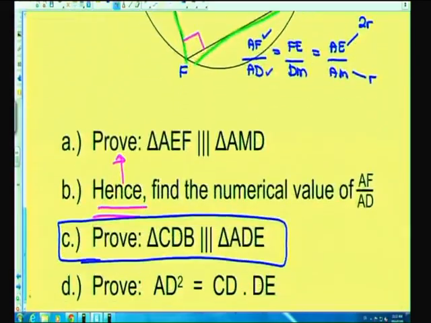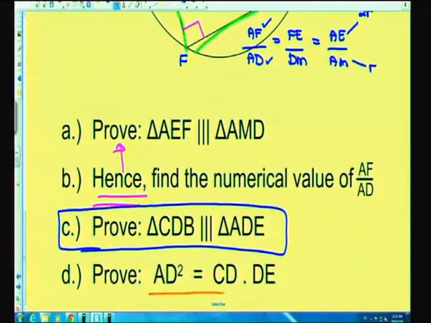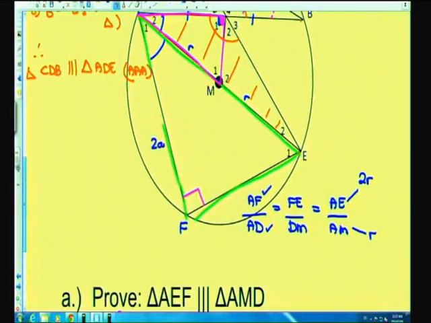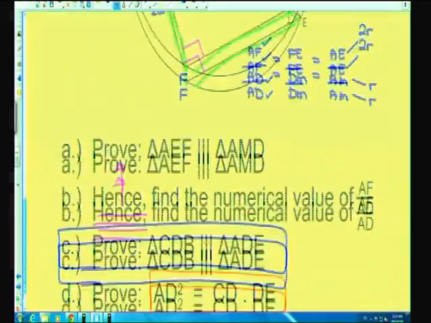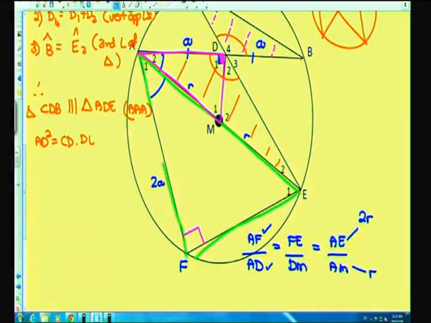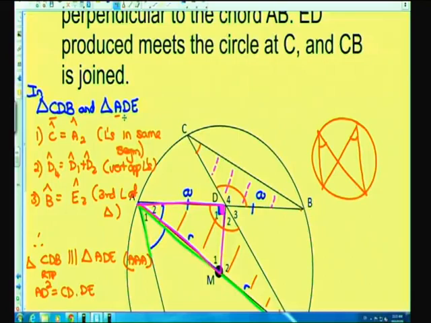Right, let's go to the next question. Now it says prove that AD squared is equal to CD times DE. So AD squared is CD times, let me just make sure I haven't written down the wrong thing, DE. Required to prove. Now notice they didn't say hence.